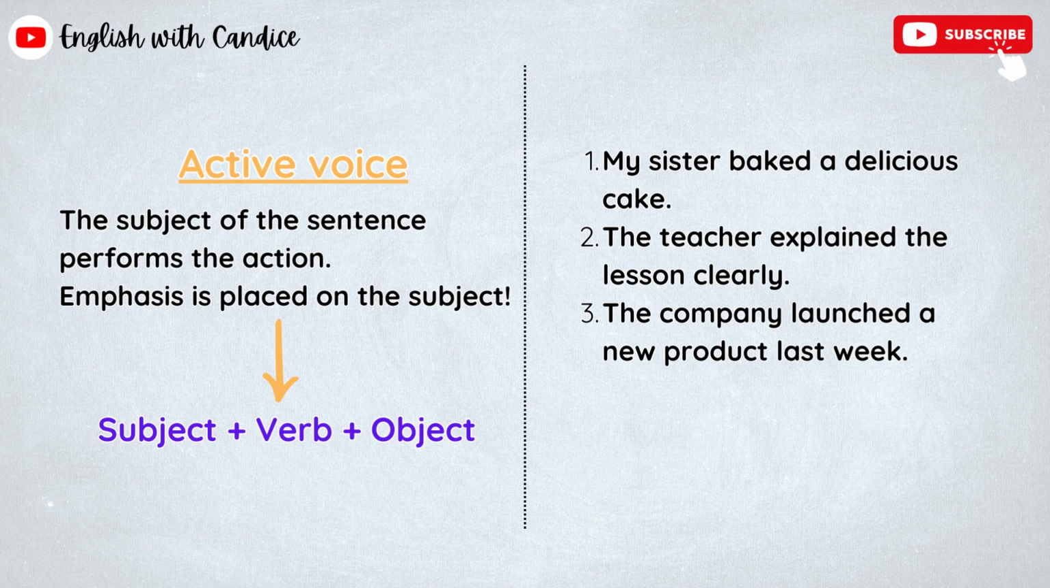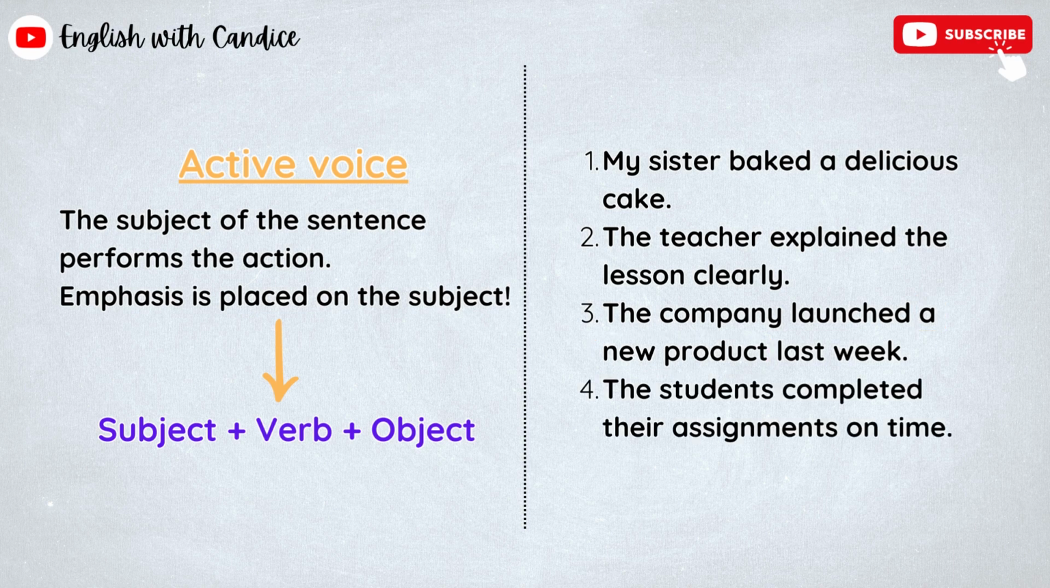So let's look at another example. The company launched a new product last week. The company is the subject of the sentence, so it's going to come first. It's the active voice. Launched is the verb of the sentence. A new product is the object. We're going to look at one more example for the active voice.